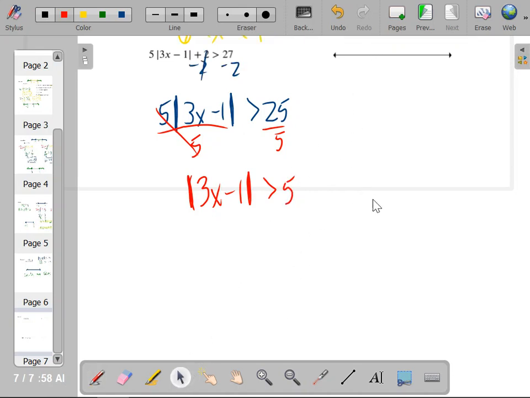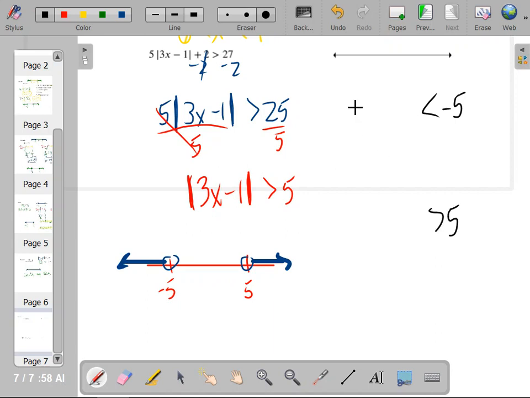So if you think about what that looks like, the numbers that have an absolute value of 5 are negative 5 and positive 5. Since it's a greater than and not a greater than or equal to, they're open circles. And when it's a greater than, that's an or, so these are going to shade away, because the numbers that have an absolute value of 5 are going away from 5 and negative 5. Now we need to describe it. So to describe it, we say the numbers that are less than negative 5, to the left of negative 5, or to the right of positive 5. And then you just take the 3x minus 1, and that goes for both these equations.